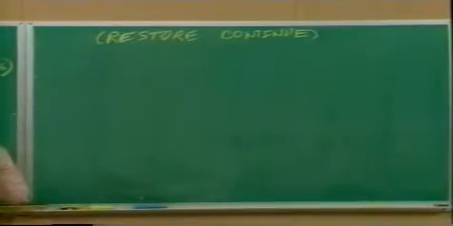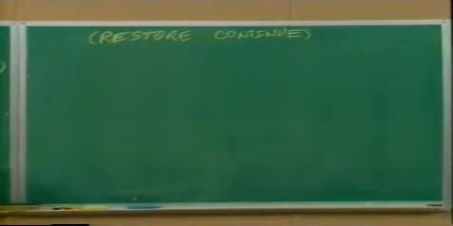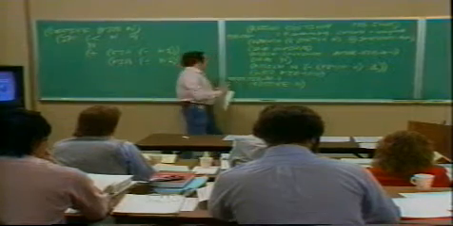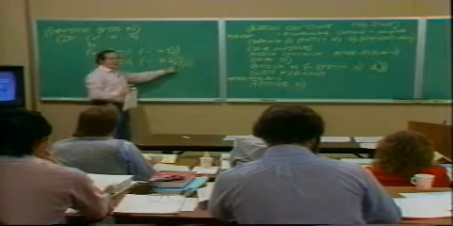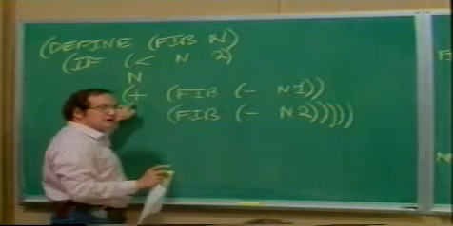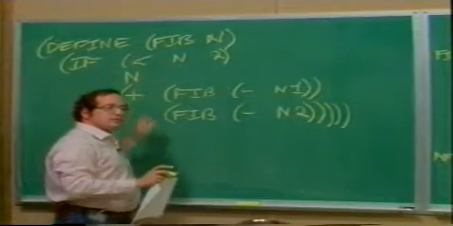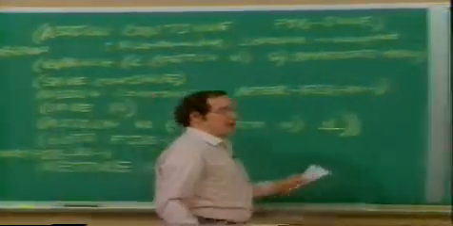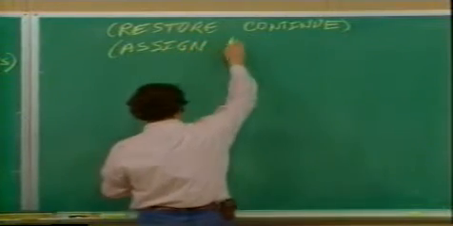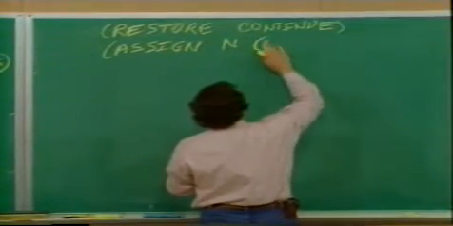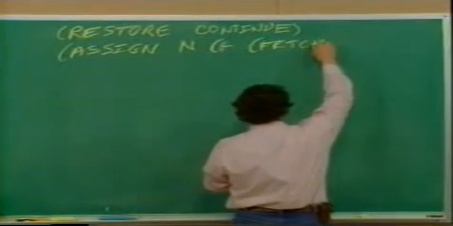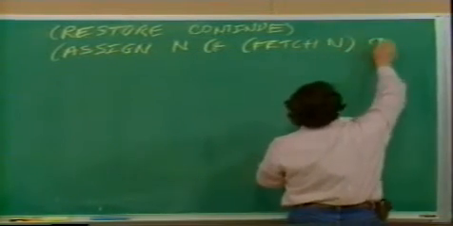OK, so the next thing I see here is that I have to get ready now to do Fibonacci of n minus 2. But I don't have to save n anymore. The reason why I don't have to save n anymore is because I don't need n after I've done fib of n minus 2, because the next thing I do is add. So I'm just going to set up my n that way. Assign n the difference of fetch n and 2.